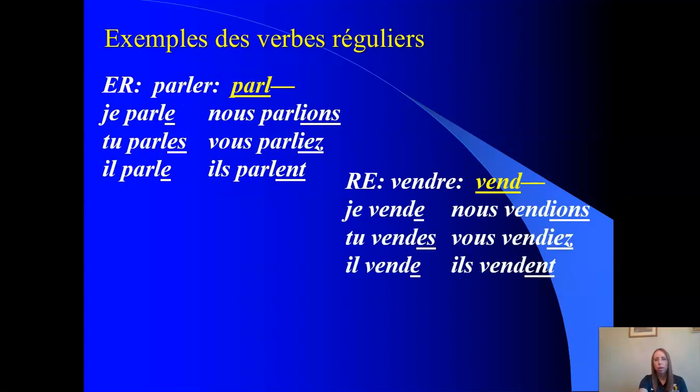So, les verbes avec RE. These ones do look different than the present. Je vende, tu vendes, il vende, ils vendent. In present tense, you don't pronounce the D in these three because there's not an E there. And then nous vendions, vous vendiez. Those do look like the imparfait.